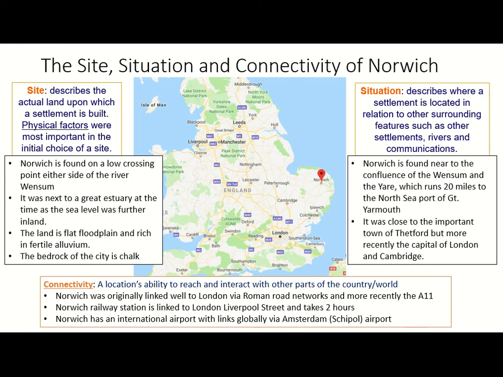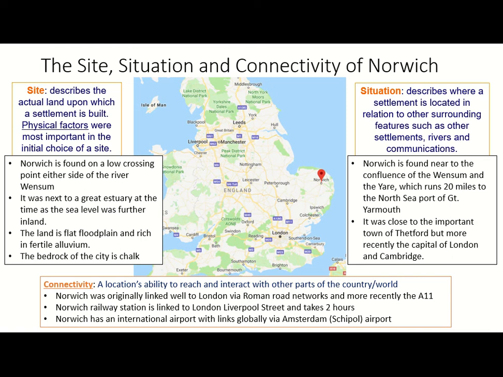And connectivity. Connectivity is a place's ability, so in this case Norwich's ability, to reach and interact with other parts of the world. Now that might be because of physical road networks, rail networks. It could also be to do with internet, and even in Norwich, the internet, which is associated with being quite poor because of Norfolk, Norwich's internet is fine. It's pretty good. You can still do everything you need to do and connect with the world from Norwich.